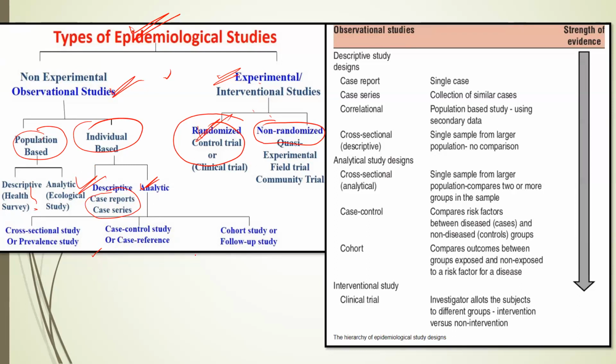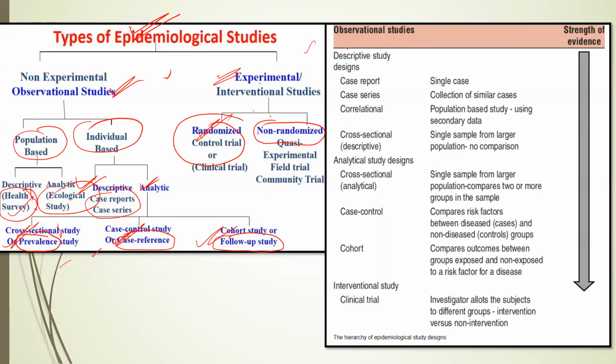Then in analytical studies, you either have cross-sectional, case control, or cohort. Remember, cross-sectional study is a prevalence study. Case control study is a case reference study. And cohort study is also called a follow-up study. Sometimes the synonyms can be used instead of using the conventional terms. So you need to know both. And in population-based studies, you have health survey and ecological study. That's not been asked.